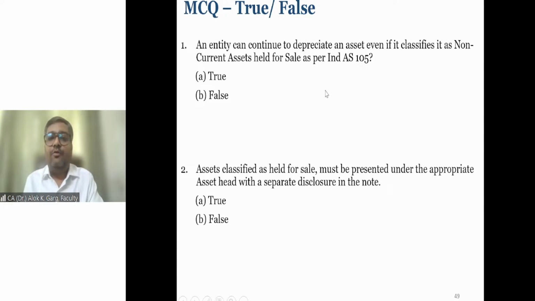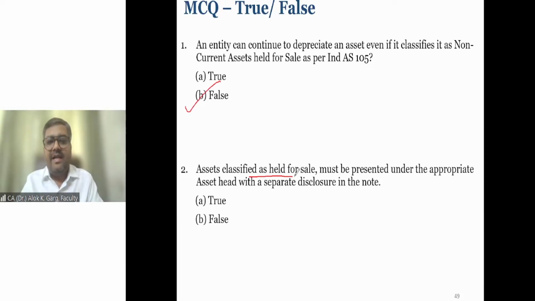An entity can continue to depreciate an asset even if it is classified as a non-current asset held for sale. Is it right or wrong? Whether the entity can continue charging depreciation even when it classifies the asset as held for sale. Right or wrong? Abdul is saying B. Neha is also saying false. Rahul is saying false. Yes, it is false. It is not right.